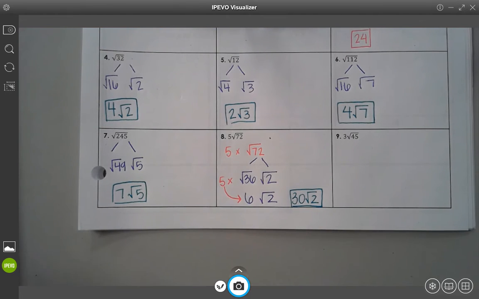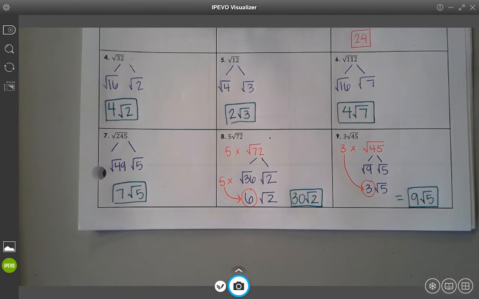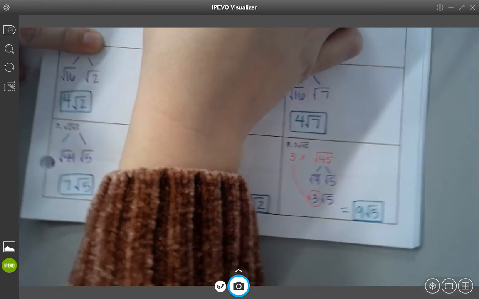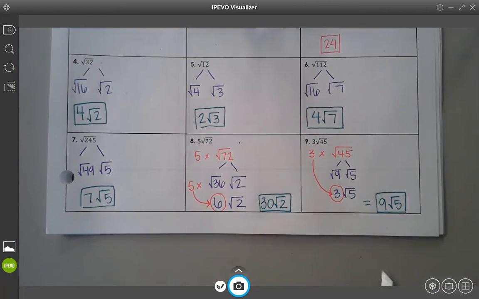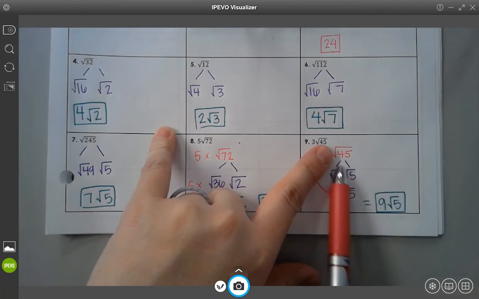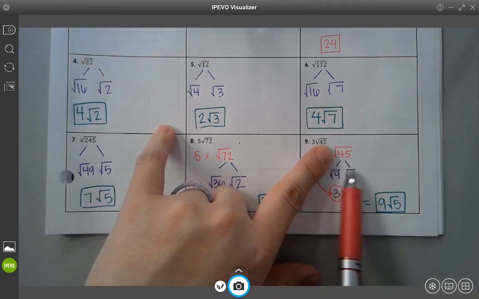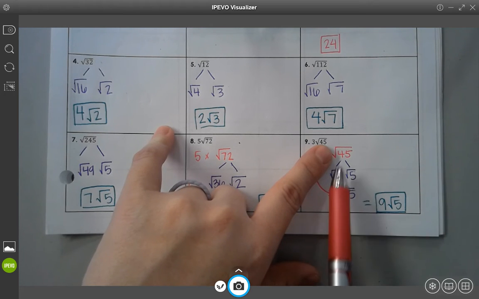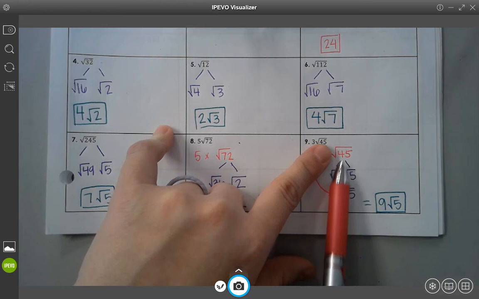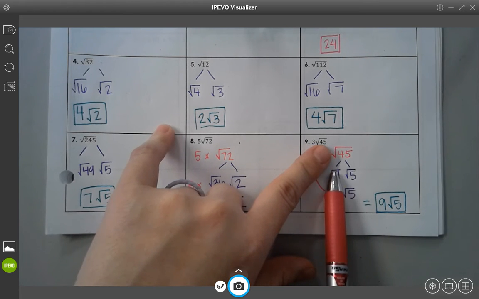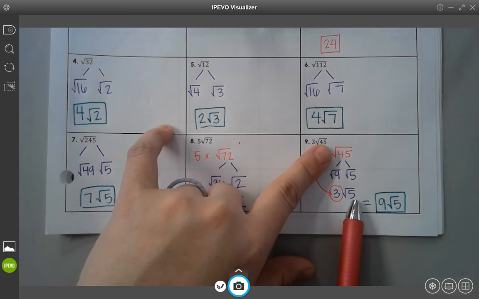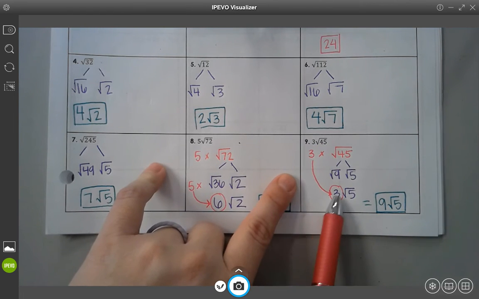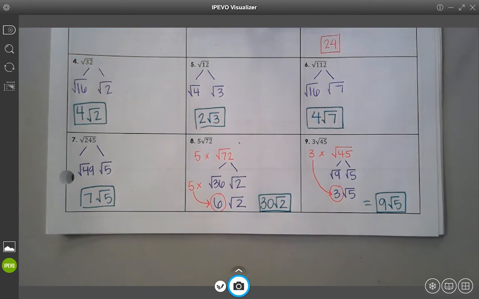Try number 9. All right, your final answer is 9 square root of 5. So what I did was I had to break down the square root of 45. And I knew that 9 times 5 is 45. 9 was the biggest perfect square. It's actually the only perfect square that goes into 45 evenly. And the square root of 9 is 3. Bring down your square root of 5. But I also had this 3 outside that needed to get multiplied. And 3 times 3 is 9. So 9 square root of 5.